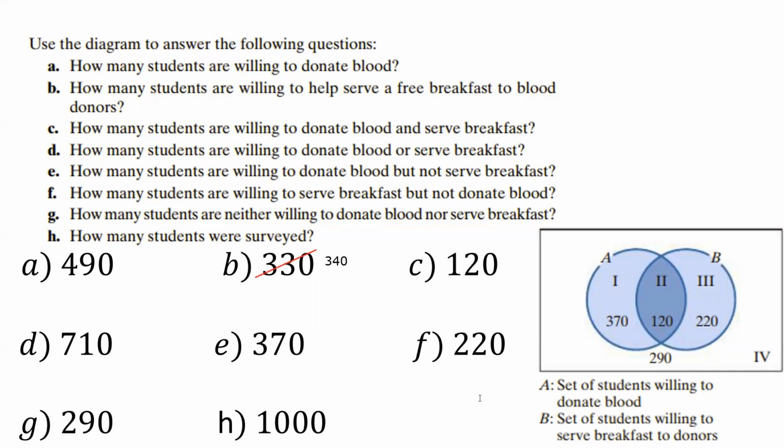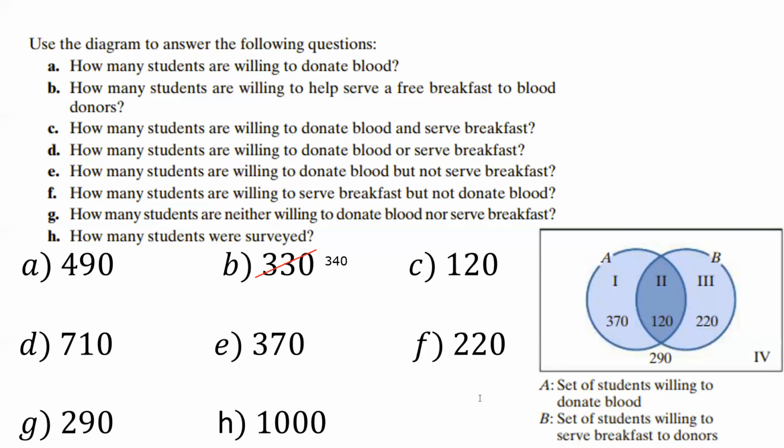E is asking how many students are willing to donate blood but not serve breakfast. So that is also equivalent to the number of students who are only willing to donate blood. And that would be the part of the circle A that is light blue, which is 370. F is asking very similarly, how many students are willing to serve breakfast but not donate blood? That's the people in the circle of B, but only light blue. I don't want the overlap. So that is 220, that's F.